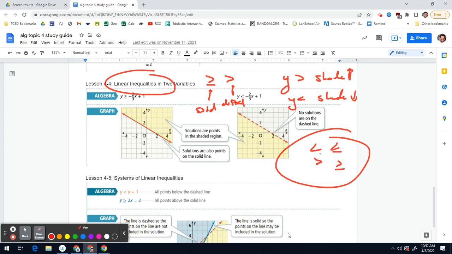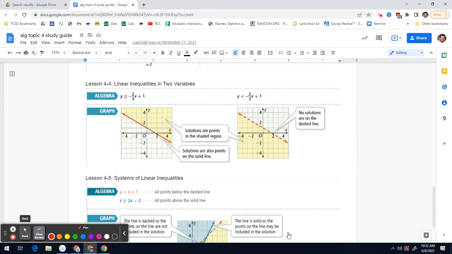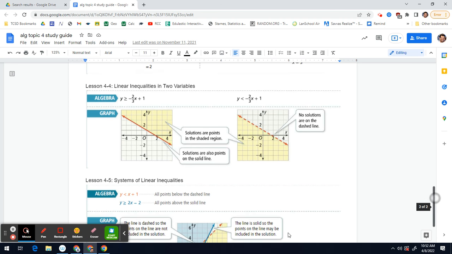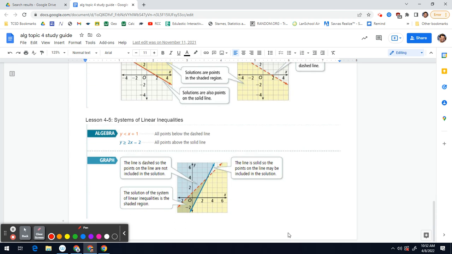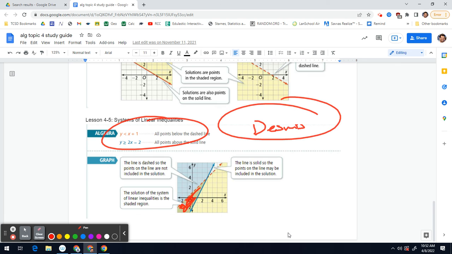Now, when it comes to a system of linear inequalities, like we do in 4.5 here, so now you're going to have two sets of shading. And again, Desmos will do it all for you, and you're just looking for that region where the shading overlaps, and that would be the solution to your system of inequalities. So again, Desmos, Desmos, Desmos whenever you're given two equations or inequalities.